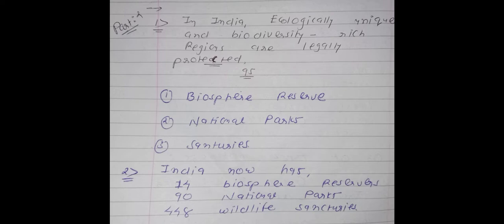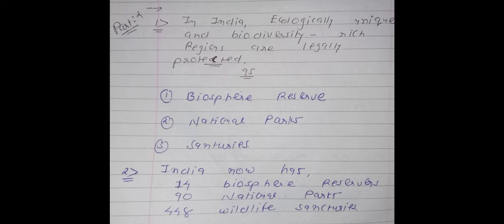Remember this: these three names, biosphere reserves, national parks, and sanctuaries, are connected with in situ conservation. Point number 2: India now has 14 biosphere reserves, underline MCQ, 90 national parks, and more than 448 wildlife sanctuaries. So you have 3 MCQ numbers: 14, 90, 448. 14 biosphere reserves, 90 national parks, and 448 wildlife sanctuaries.